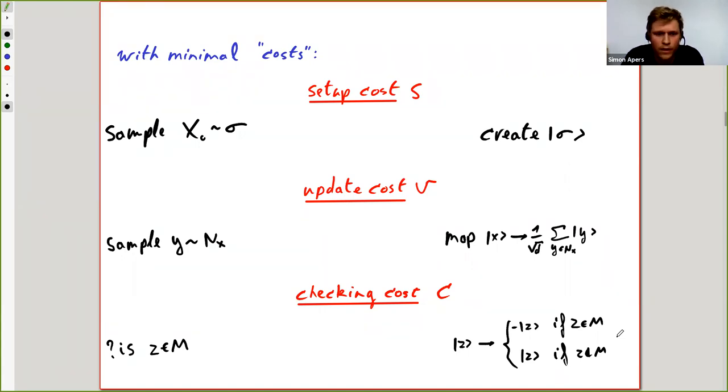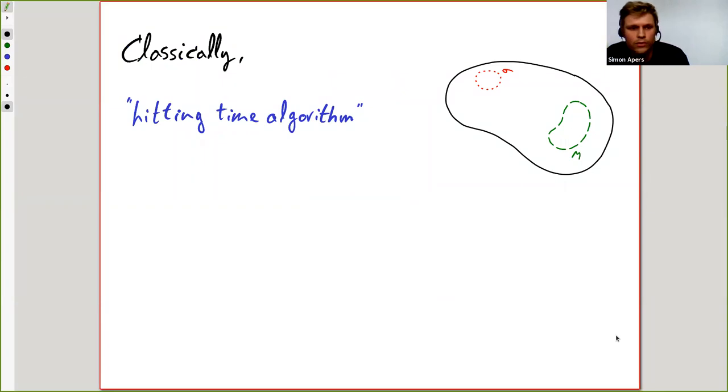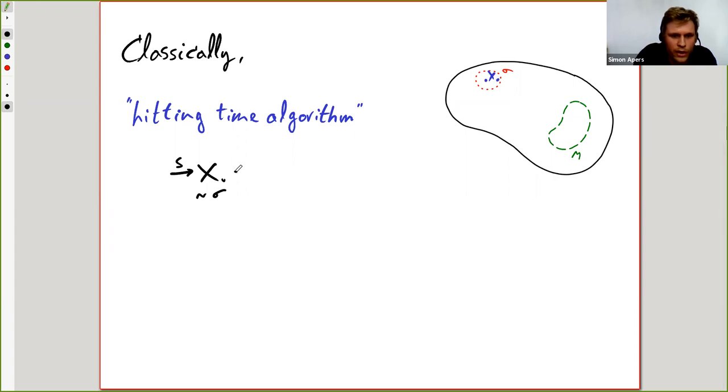Okay. So I'll start off by classically saying what we can do. The straightforward thing to do is what we call a hitting time algorithm. And it goes as follows. We use the setup cost to create our initial state x0, right, and x0 is distributed according to sigma. So basically we get some initial state x0 here. And then we're going to update the state, which means implementing a single random walk step, so basically picking a random neighbor, and we check whether this new state is marked or not, right?